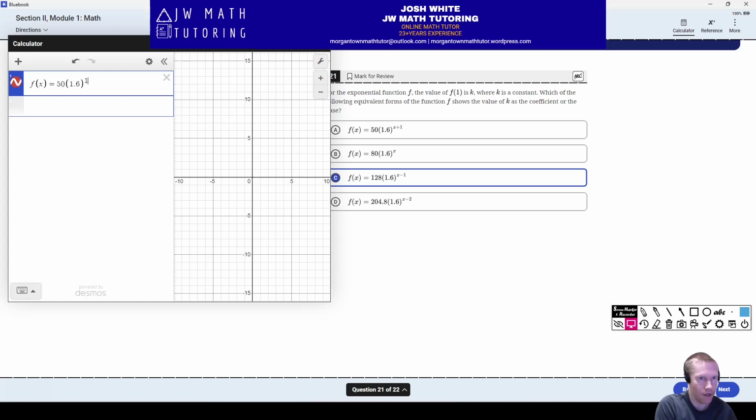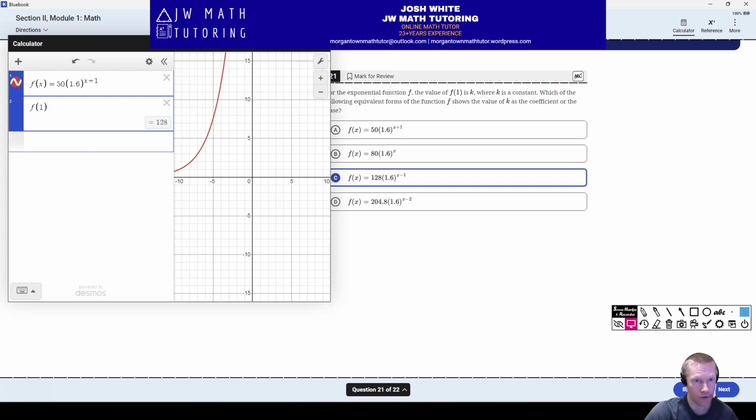It's a little annoying. If you try to type x plus 1 in the exponent, the plus 1 will just drop down. So you have to do the 1 first, and then you can put the x plus in front of it. All right, so here's our first one. When I evaluate that at 1, the answer is 128. And just a spoiler, the answer for all these is going to be 128, meaning that k is 128.